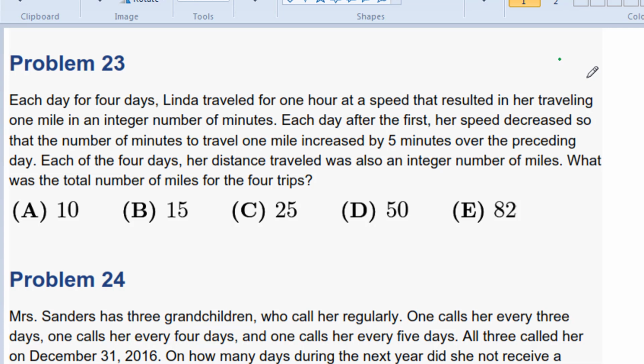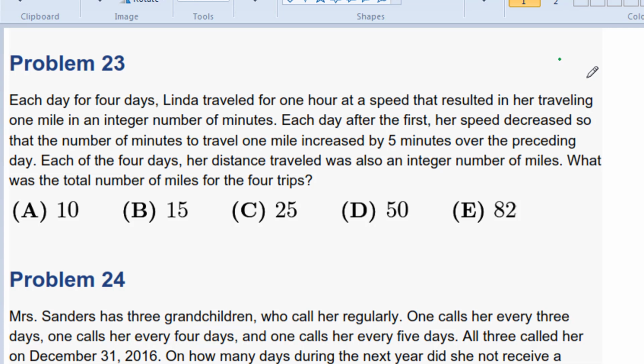So each day for 4 days, Linda traveled for 1 hour at a speed that resulted in her traveling 1 mile in an integer number of minutes. In other words, she traveled for an hour. Let's just say she ran for an hour, and one day she did 10-minute miles. Next day she did 8-minute miles, but not 8.5 minute miles or not 8.25. It was always an integer number of minutes per mile. All right, so that was her rate of speed.